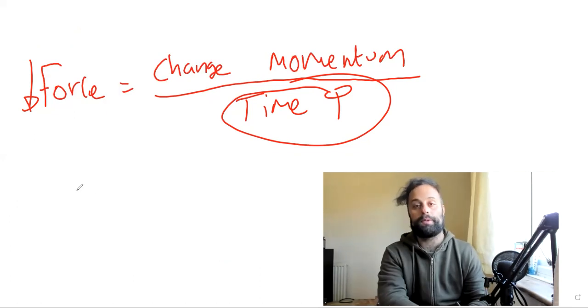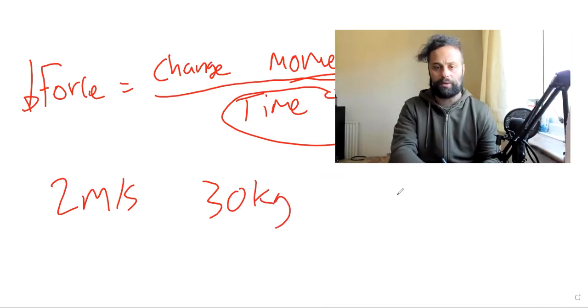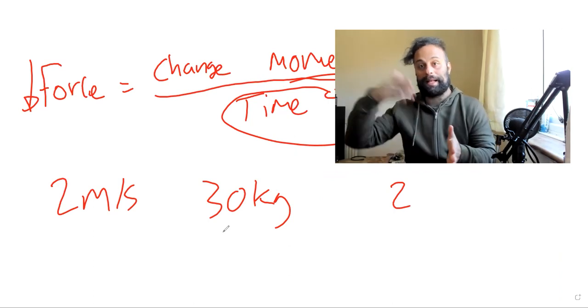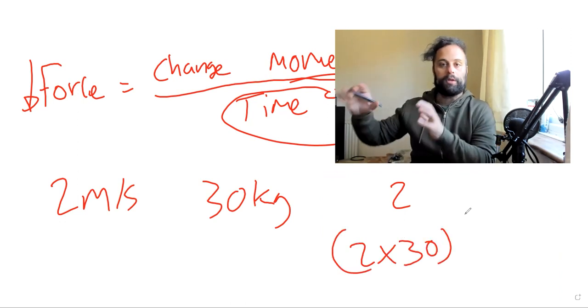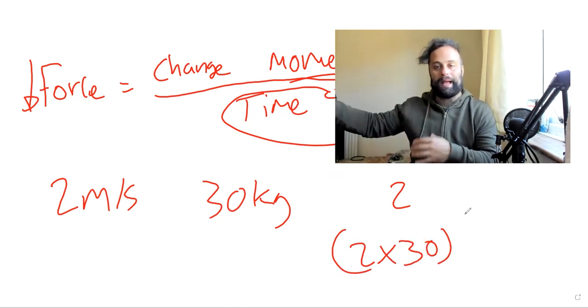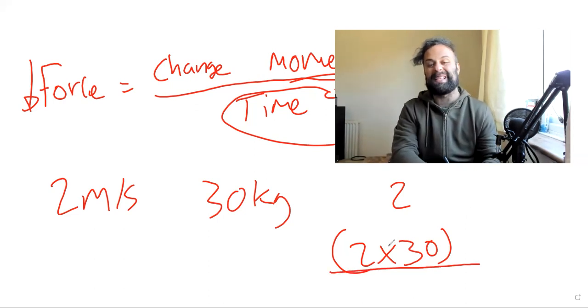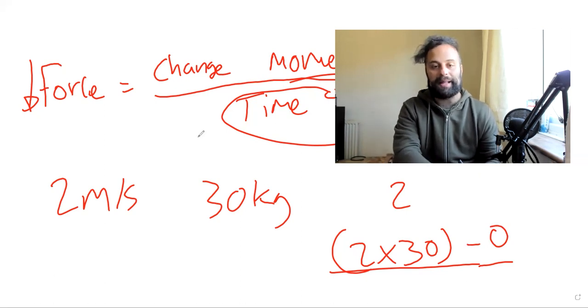Let's say an object is traveling at 2 meters per second and it's 30 kilograms. And let's say the impact time is 2 seconds. So the change in momentum, if it's traveling 2 meters per second and then it suddenly stops, is going to be 2 times 30. We don't need to worry about the momentum at the end because it comes to a rest, so the momentum at the end is 0. So the change in momentum is 2 times 30 minus the 0 at the end, divided by the impact time.